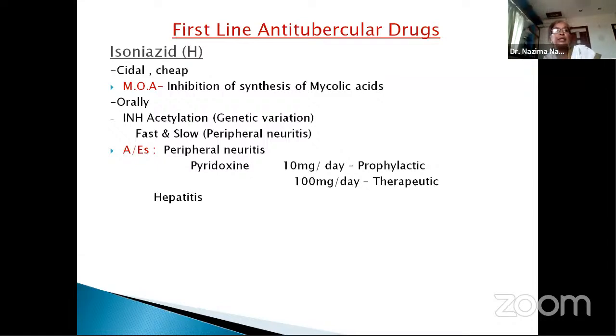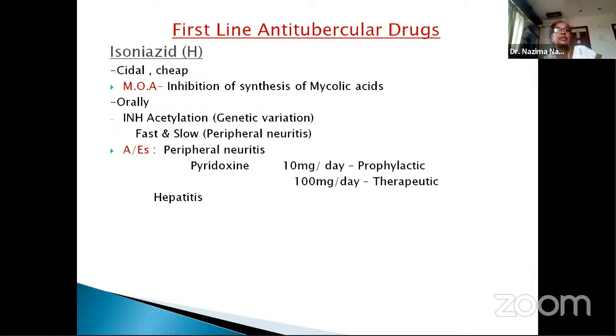Now coming to the first line anti-tubercular drugs. A full question can be asked on the anti-tubercular drugs, the first line drugs especially, and the toxicity. The toxicity part is very important, as well as the classification of the first line as well as the second line drugs. The important features of any one of the drugs can be asked.